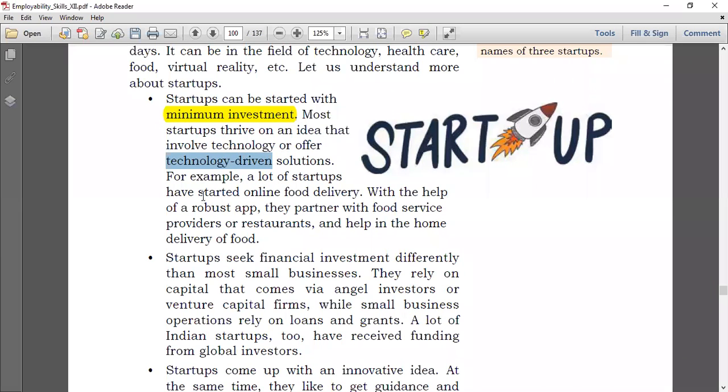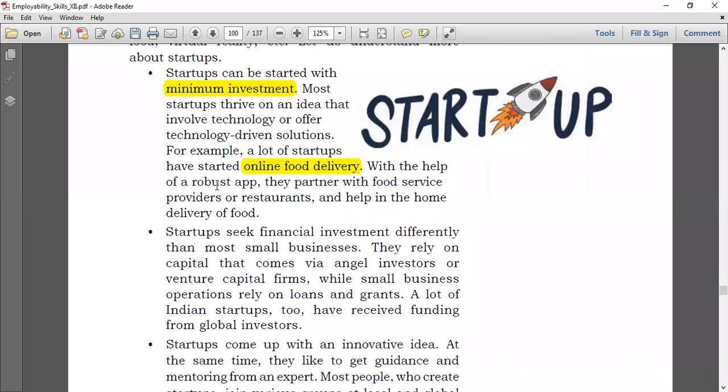Like a lot of startups have started online food delivery. Now delivery of food is online. Online means you are using the internet or technology for connecting with people, right? You create an app, then you partner with food service providers or restaurants, right? And then help in the home delivery of the foods.